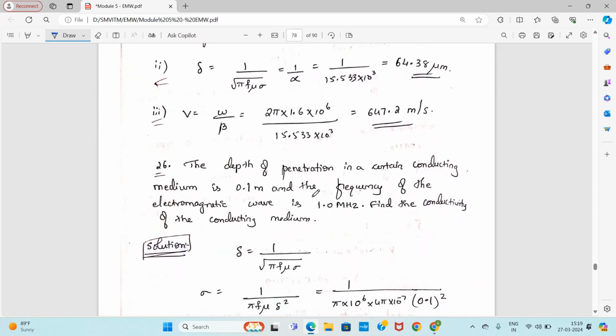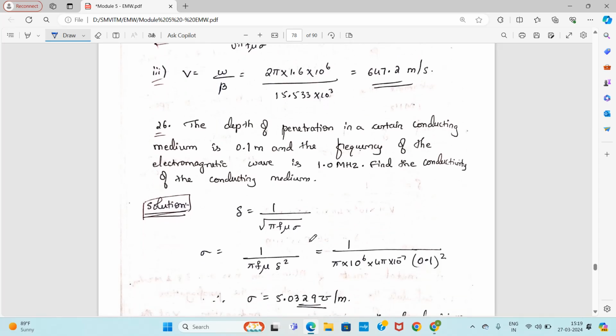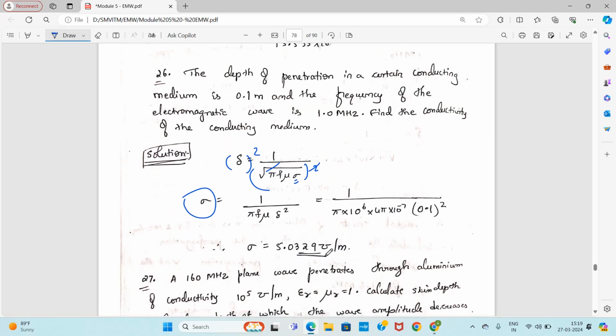Next one. The skin depth in a certain conducting medium is given. Delta is already given and frequency is also given. They're asking to find sigma value. So same formula, whatever is given, substitute that and find out the unknown parameter. Rearrange it and find out, because you're supposed to find sigma here. Square on both the sides so that you can remove the square root. Then rearrange it, you will get the sigma value. And the unit is very important. It is mho per meter.